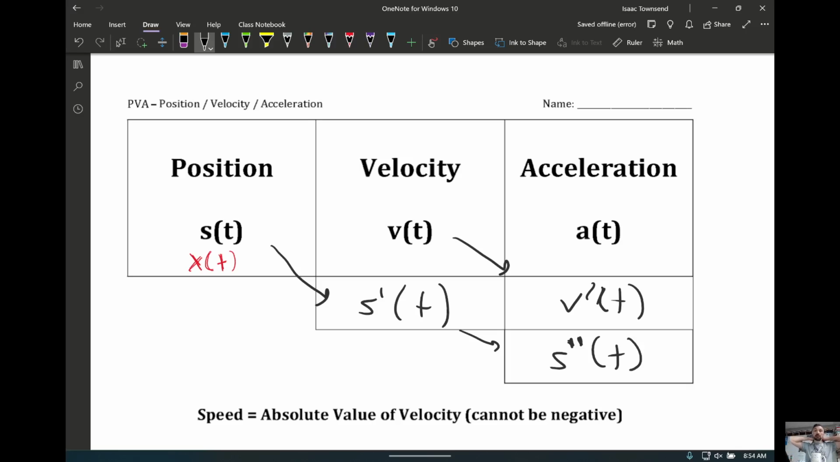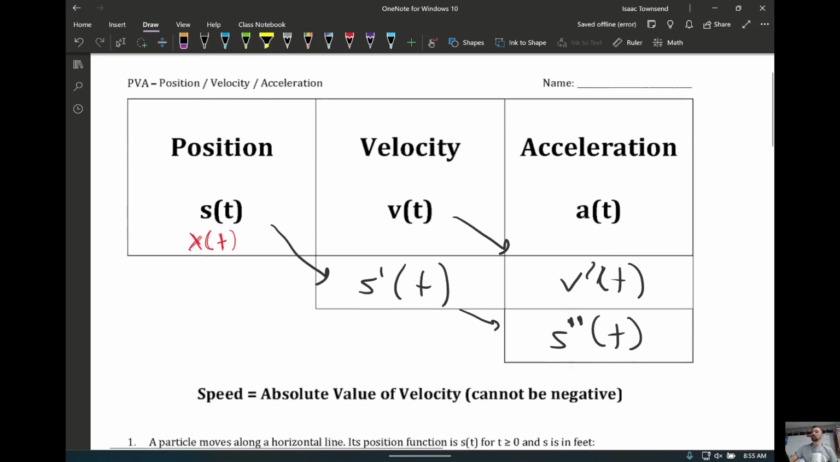Now this is a common thing that's going to come up all year long, even second semester. Just that in first semester we do derivatives, so we tend to work this way. If you have position, you want velocity, take the derivative. You have velocity, you want acceleration, take the derivative. But next semester when we do integration, sometimes we can start with acceleration, integrate it back to velocity, and then integrate it again back to position. So this relationship is very important.